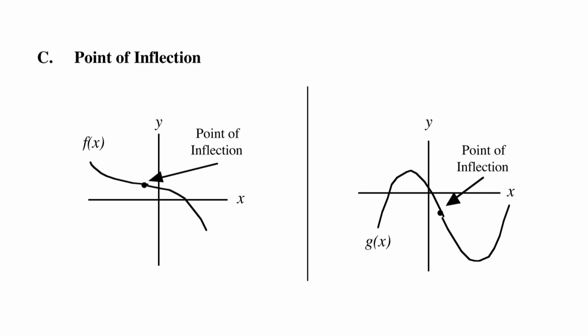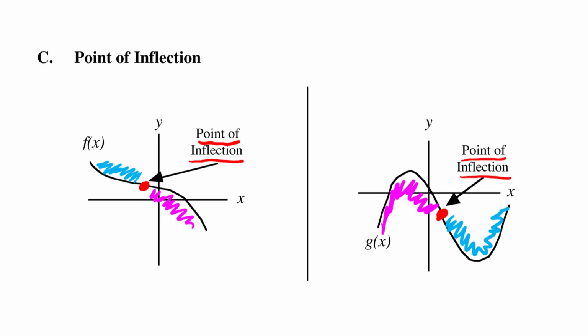Sometimes on an interval, a graph will have both upward concavity and downward concavity. And there's a particular point where it changes called the point of inflection. In this graph, we had upward concavity and then downward. In the next graph, we have downward concavity first, then upward concavity, and it changes at a single point, again called the point of inflection. Sine and cosine graphs have a lot of concavity and lots of points of inflection.